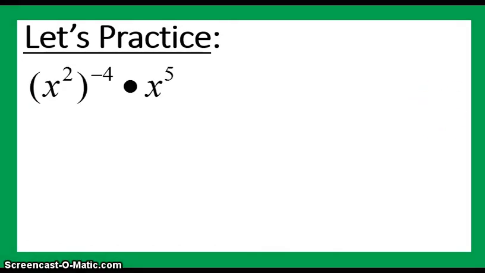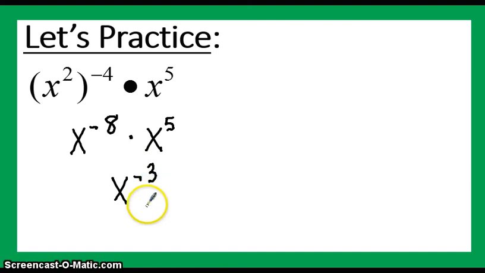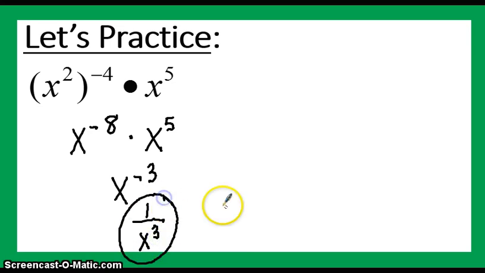You can combine this property with the last one that we did. Start with the powers of powers though. When you have powers of powers, do it first. So x squared to the negative 4 power is the same as x to the negative 8 power. Multiply 2 times negative 4 makes negative 8. Now, when you have the same base being multiplied, we need to add the exponents. So x to the negative 8 times x to the 5th is equal to x to the negative 3rd power. Since it has a negative exponent, we'll have to move it to the denominator, make it 1 over x cubed. That is your simplified expression.